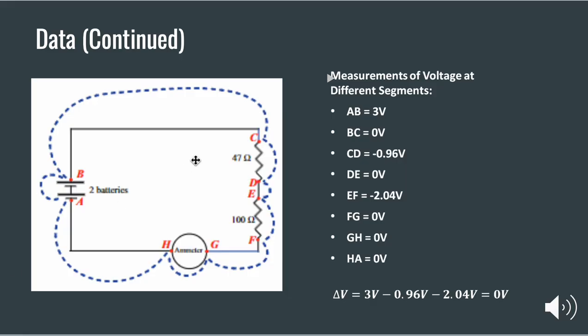Here's continued data with measurements of voltage at different segments of it. As you can see, we have A labeled, H, G, F, E, and so on. And at all these positions, we have the voltage. It starts with 3, 0, negative 9.6, 0, negative 2.04, 0, 0, 0, and then you have the change in voltage equals 0 over time, which is what we expected to have happen.